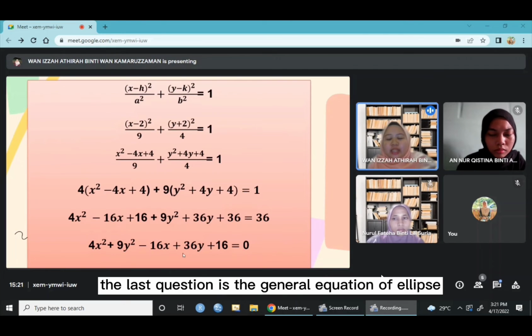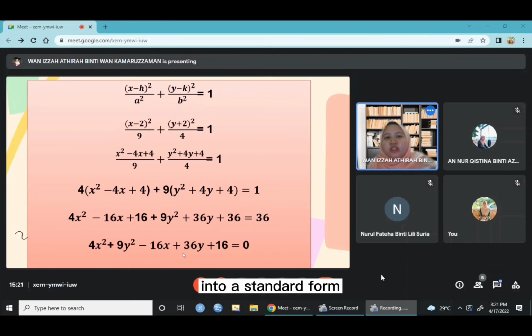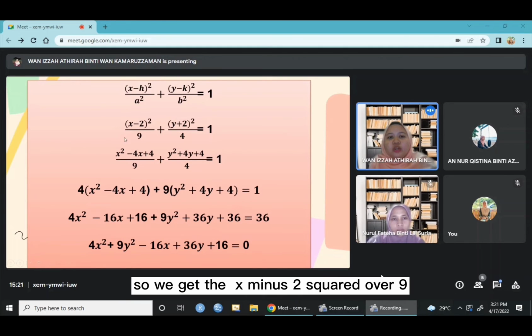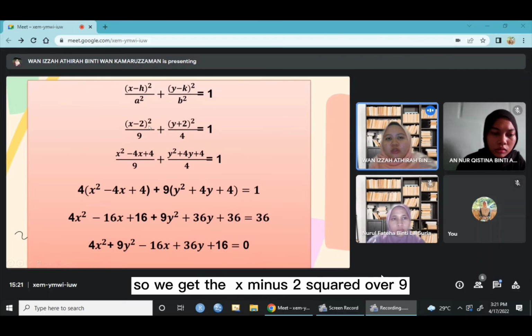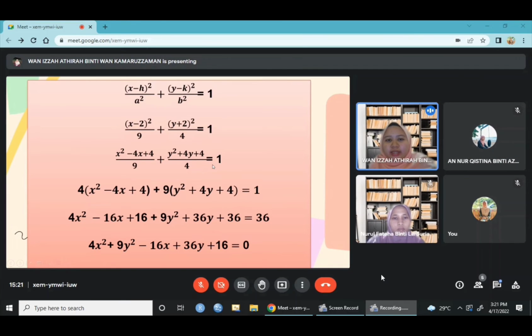But the last question is the general equation of the ellipse. First of all, we need to substitute the information of the ellipse into the standard form. So we get (x minus 2) squared over 9 plus (y plus 2) squared over 4 equal to 1. Next we expand it and we get (x squared minus 4x plus 4) over 9 plus (y squared plus 4y plus 4) over 4 equal to 1.